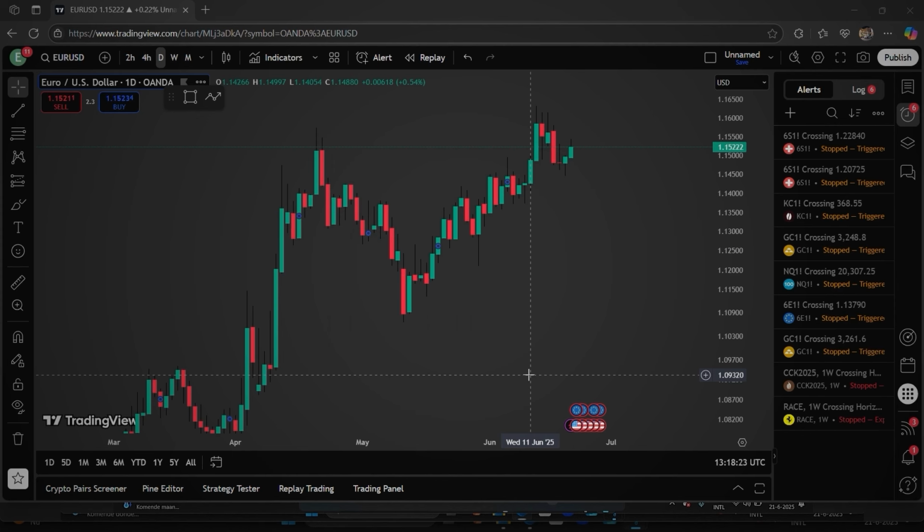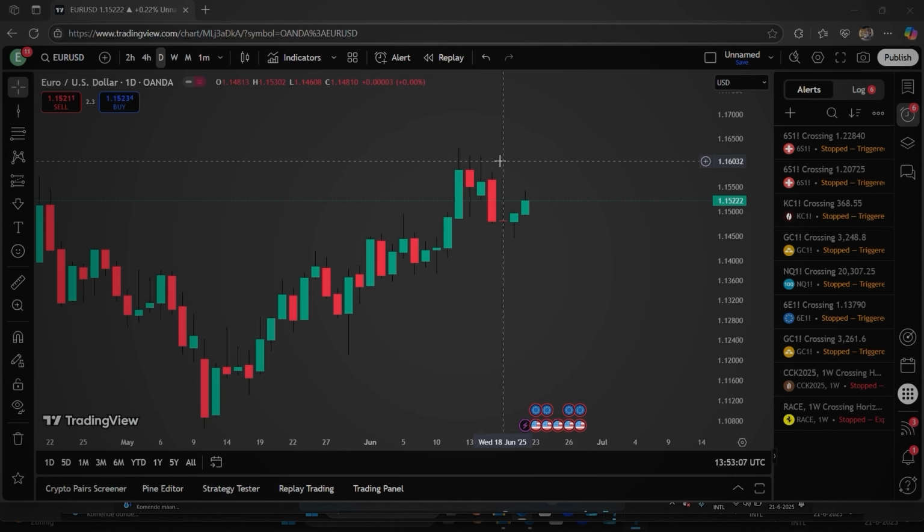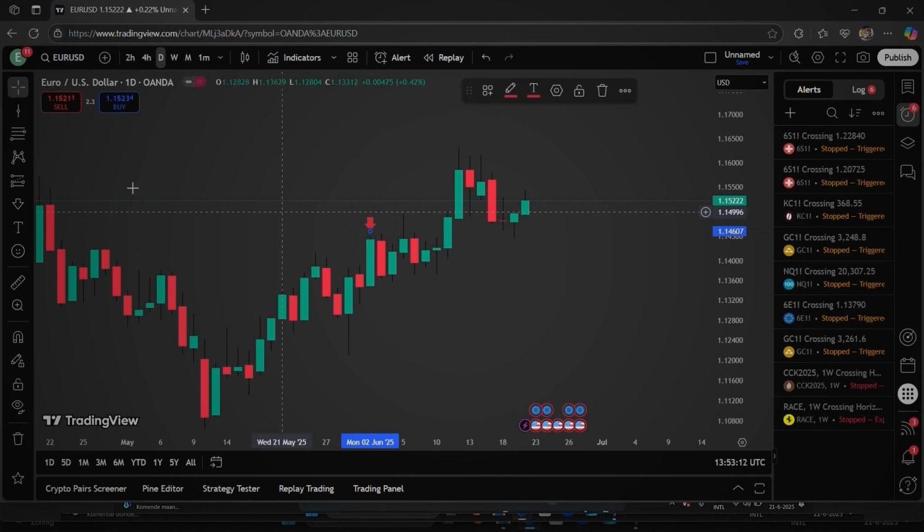So when you launch the chart of the euro US dollar, you will see this chart right here. A chart is just basically price movements over time. And on the x-axis we can see the time, and on the y-axis we can see the price of the specific asset we are looking at. A chart is just made up of individual candlesticks, and each of these candlesticks represents a different time frame.